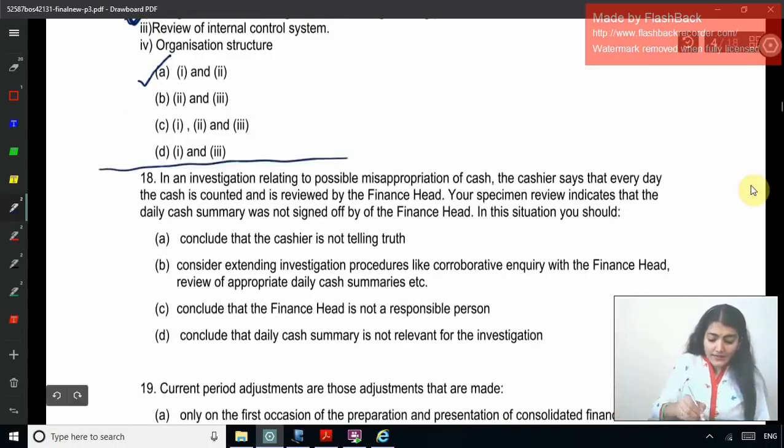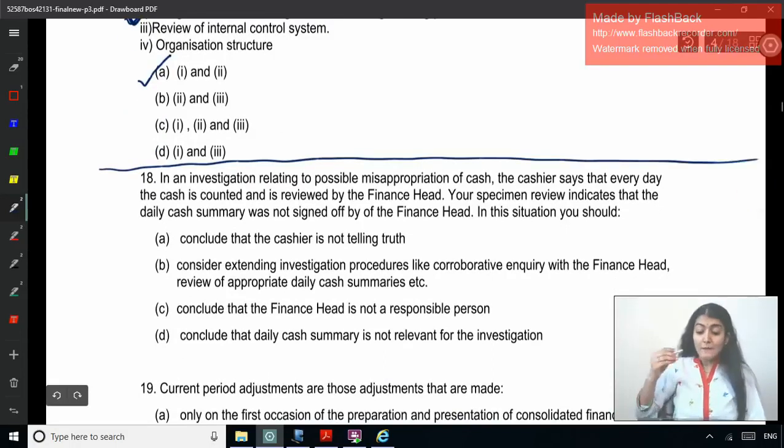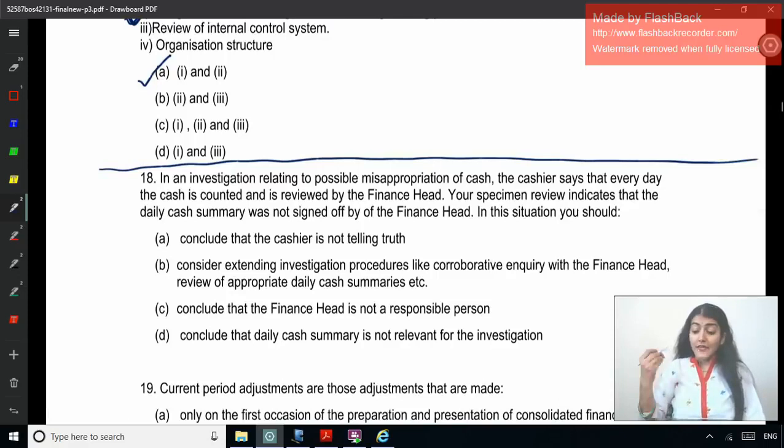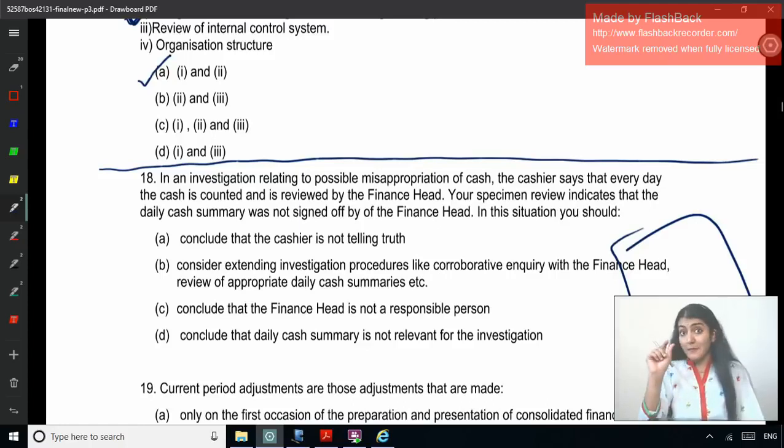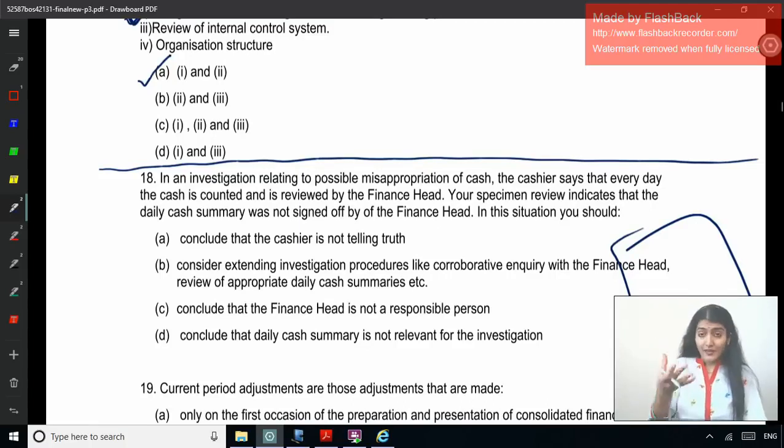In an investigation relating to possible misappropriation of cash, the cashier says that every day the cash is counted and is reviewed by the finance head. Your specimen review indicates that the daily cash summary was not signed off by the finance head. So cash is counted every day and then it is to be signed by the finance head. It is not being signed. In this situation, in an investigation into a possible misappropriation of cash, there is already an indication of fraud. That is why an investigation is being conducted.